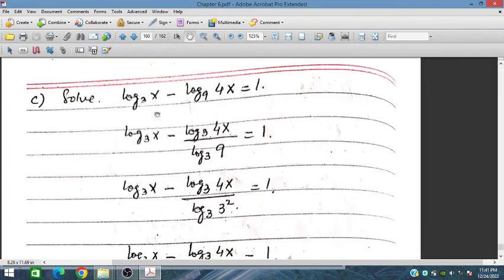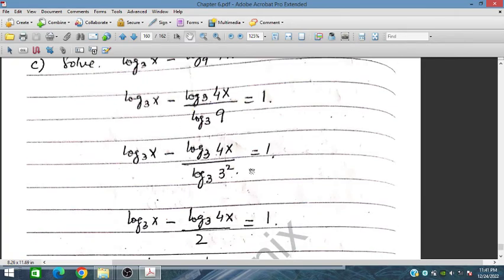And in part C, we have to solve for the value of x. So log_3 x equals log_9 4x. We have to write it in log base 3 form. So log_9 4x can be written as log_3 4x over log_3 9, and log_3 9 is equal to 2. Now we can make adjustments. So this is log_3 of 4 power 3, and this log_3 3 is 1, so this becomes 1 and the 2 will be here.